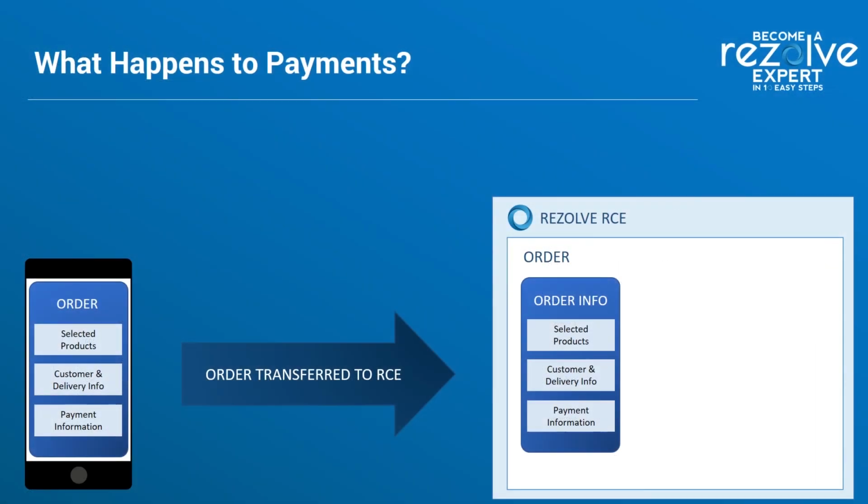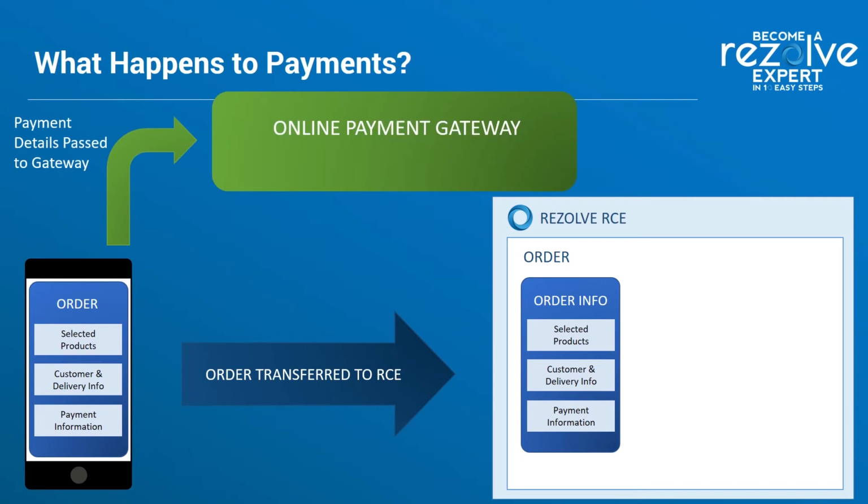So that's the merchant portal, but obviously an order is more than just a load of information, because at the same time an order is placed, a transaction happens, which involves an online payment gateway. And so at the same time the order details are transferred through to the RCE, all the payment details supplied by the customer with the order get passed through to the payment gateway.